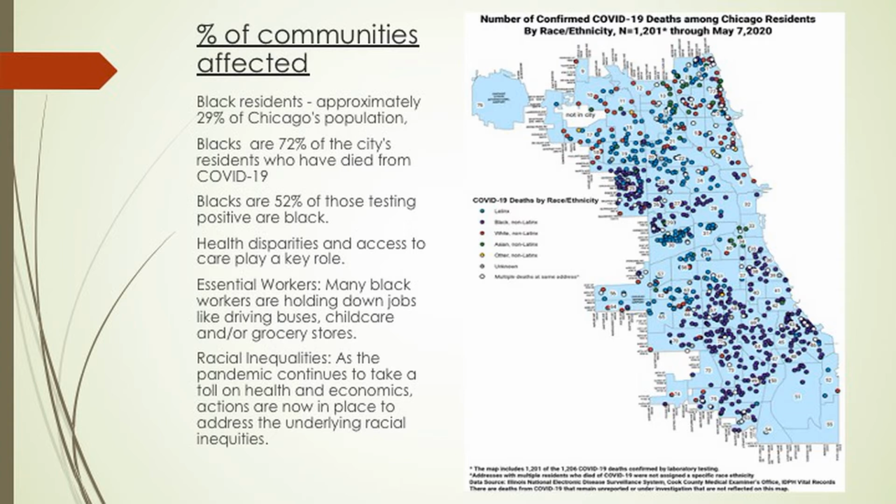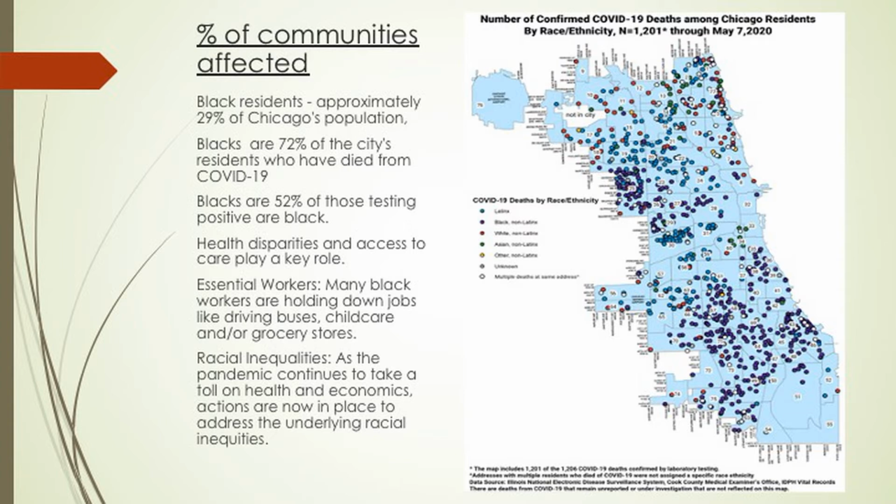Essential workers, many essential workers come from minority communities. Racial inequalities, that's a huge factor in terms of the number of deaths that have been contributed to COVID-19. So there's a map that you have. That map is really illustrating to you through a color code system the number of individuals and from the communities in which they live that have been impacted and died by COVID-19.